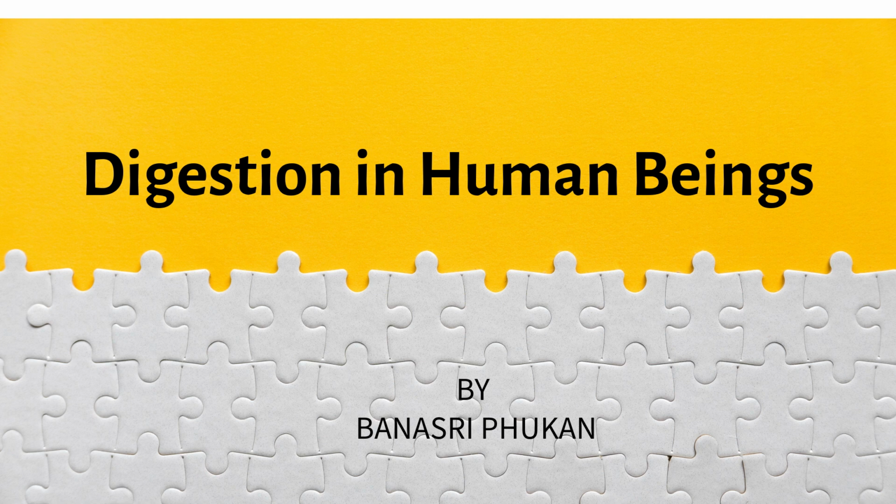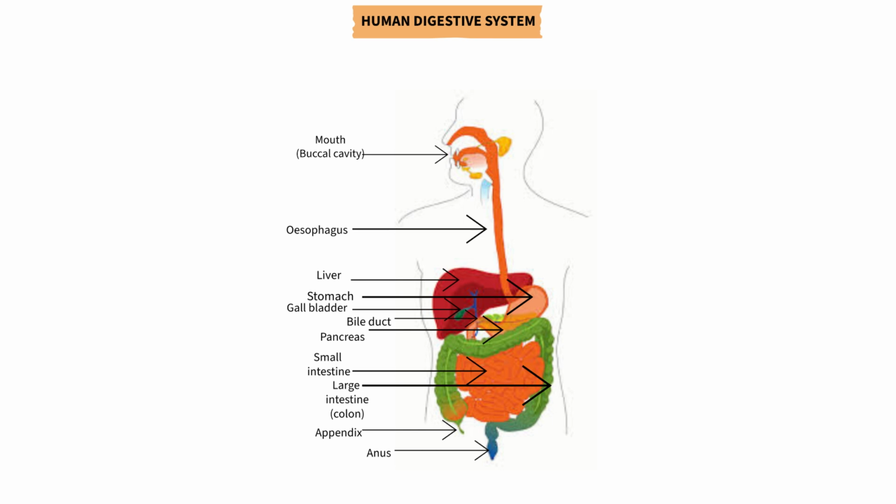Hello students, today we will learn about the human digestive system. Humans have a specialized system for digestion of food. The human digestive system consists of the alimentary canal and its associated glands.